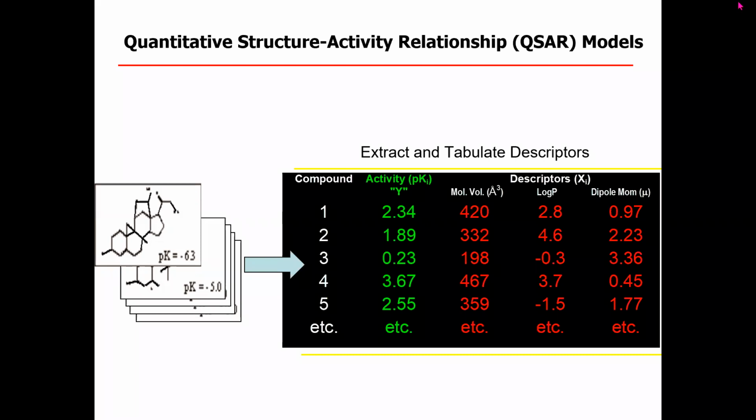So in this problem, I can develop only a one descriptor model, y equal to mx plus c, but I want to see which x is good: whether molecular volume is good, or log P is good, or dipole moment is good. I can nicely do it in Excel also. I'll show you first.